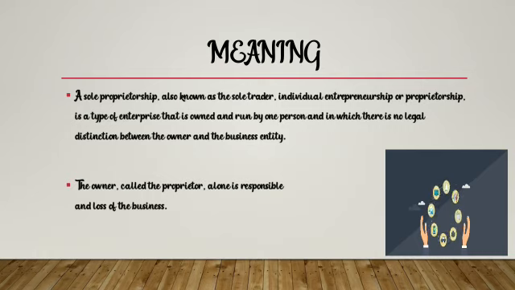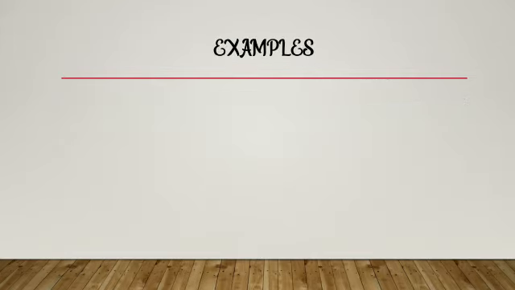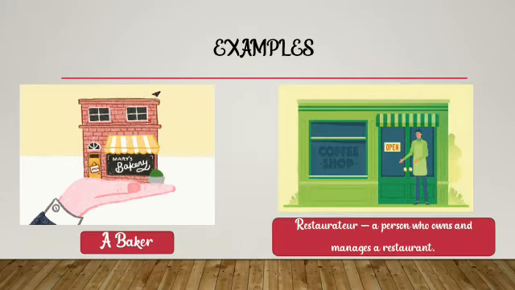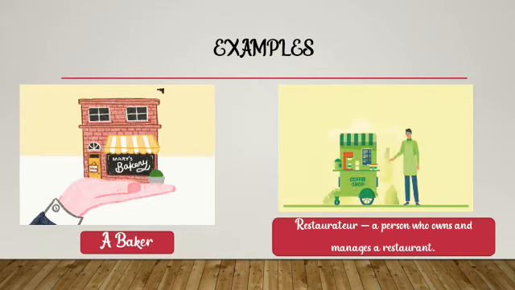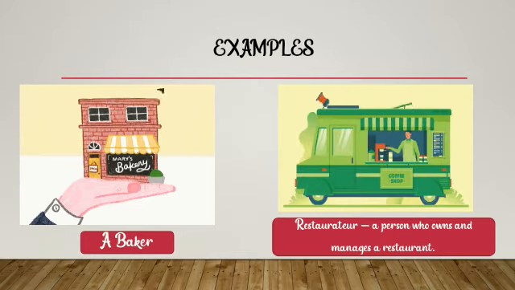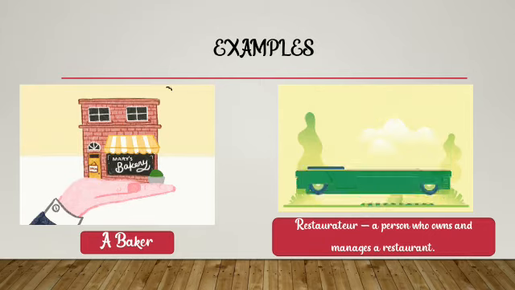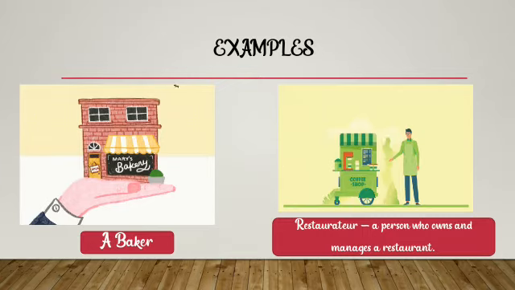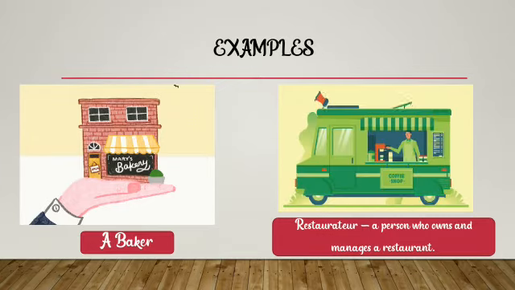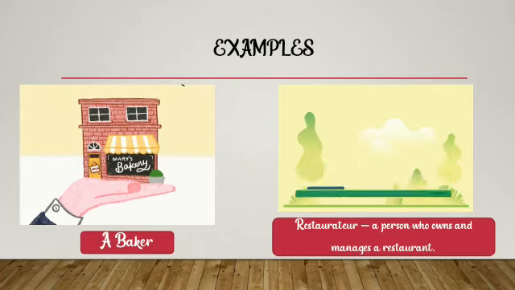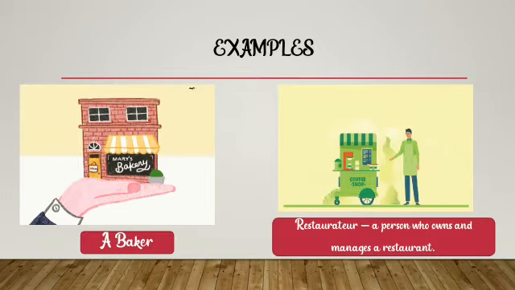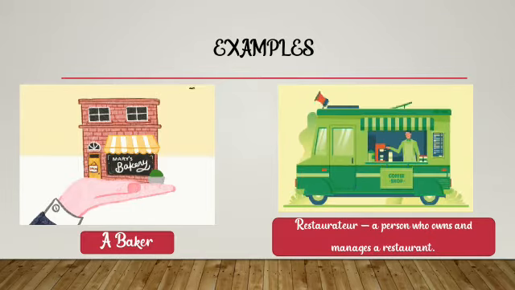Now we are going to move on further to the examples of sole proprietorship. A baker, or a person who owns and manages a restaurant, are examples of sole proprietorship. One more very common example is the grocery store somewhere nearby your house. The person who owns that grocery store is called a proprietor, and his business is known as sole proprietorship.